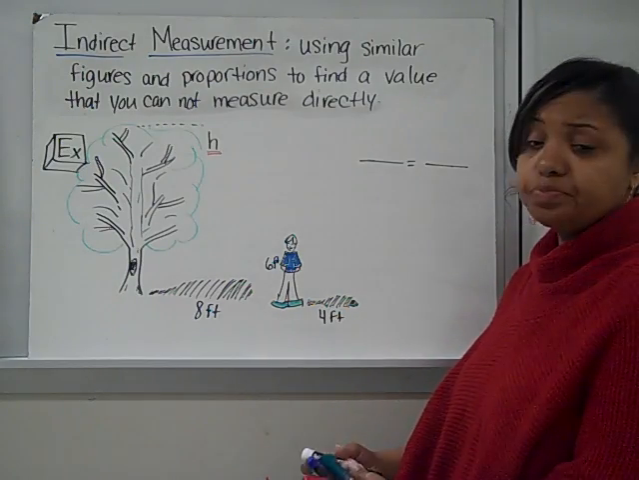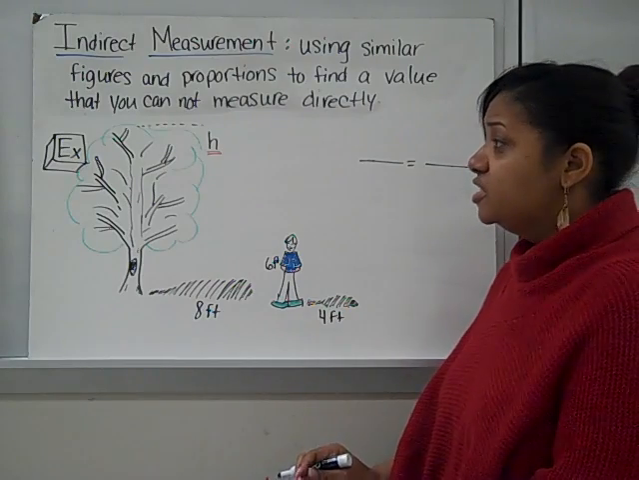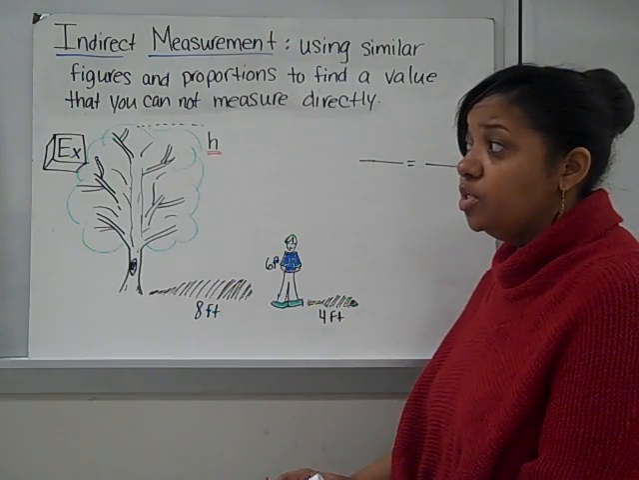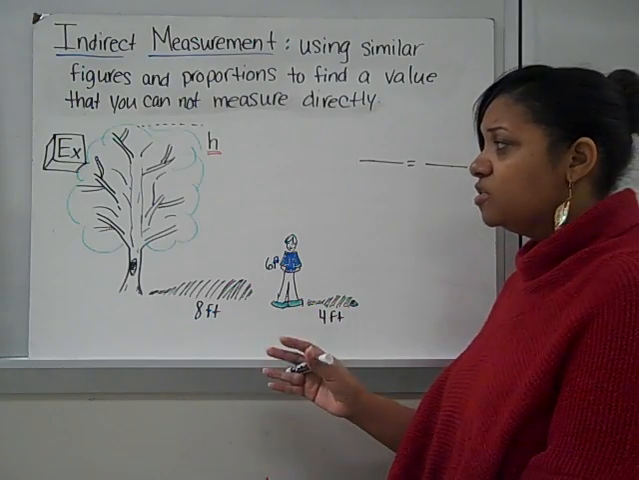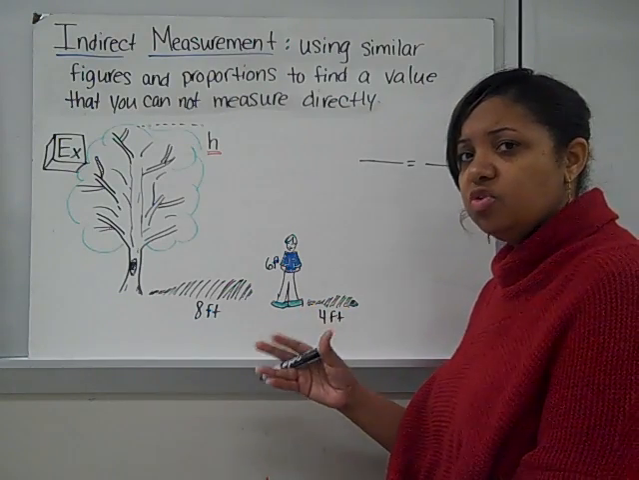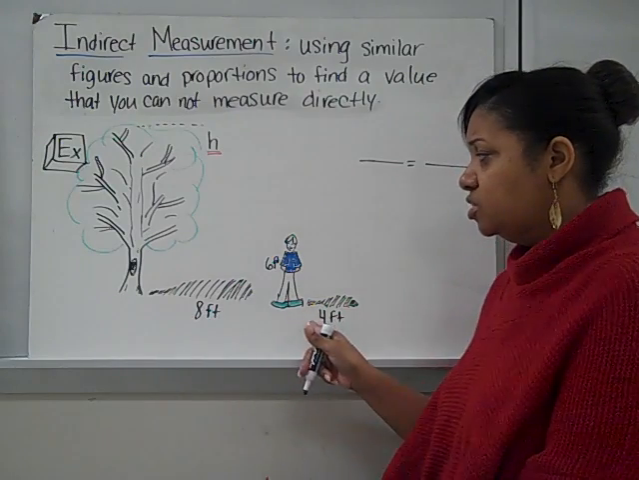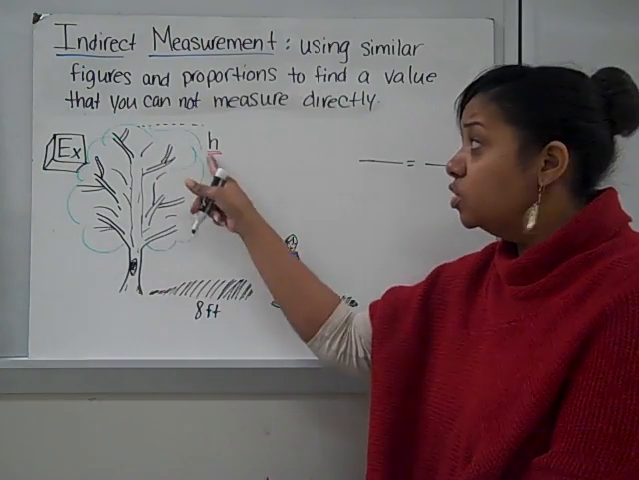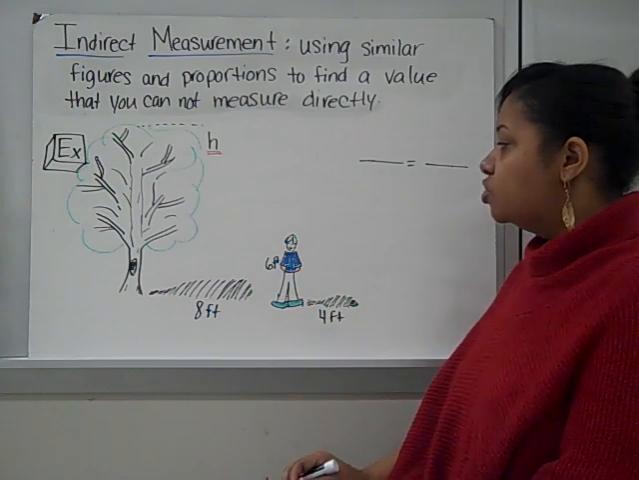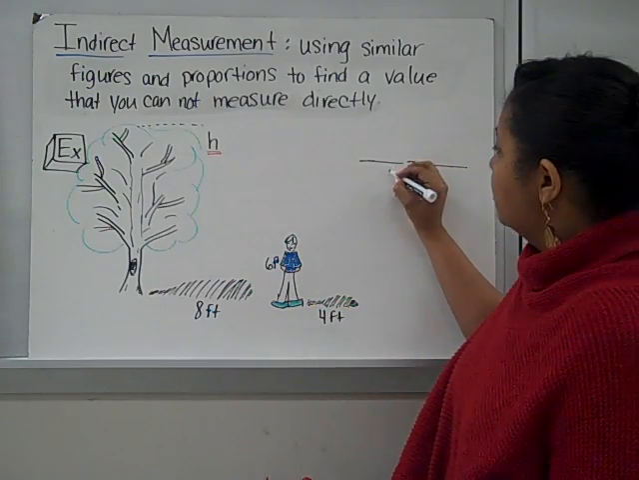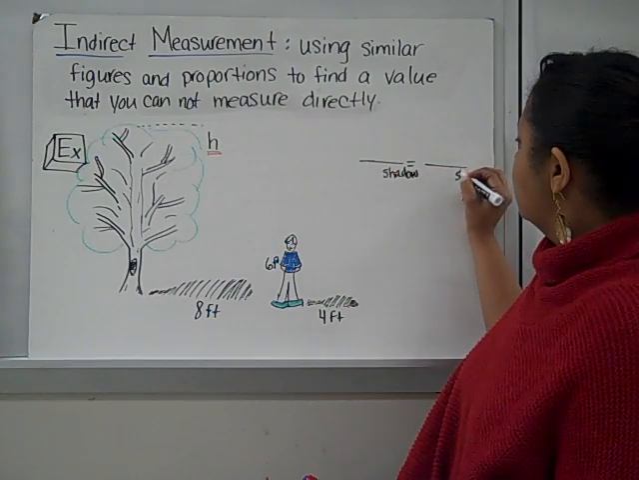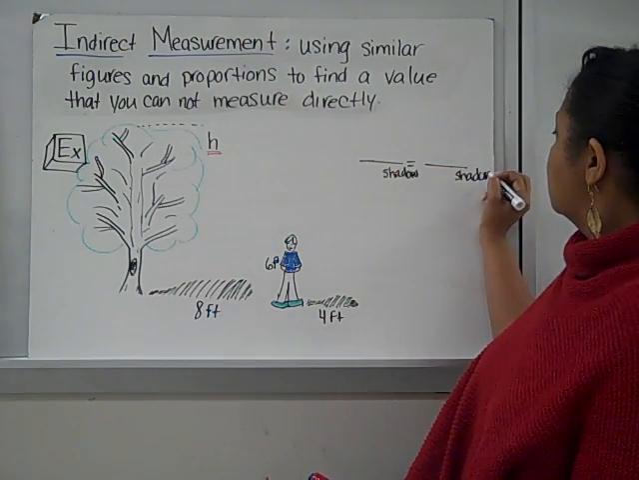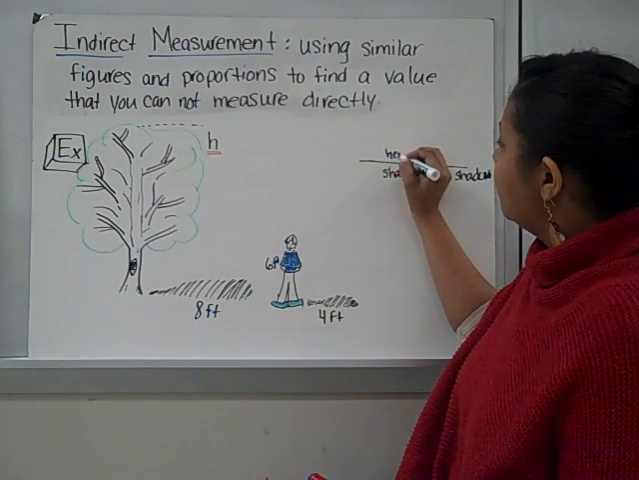So just like in our previous examples when we use the units, we're pretty much going to do the same thing here. The only difference is our units are what the indirect measurement is: shadows and then height. Okay, because we're looking for height anyway. So what you can do is you can say shadow to shadow, and then height to height.